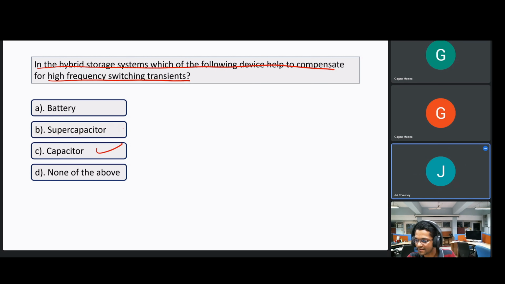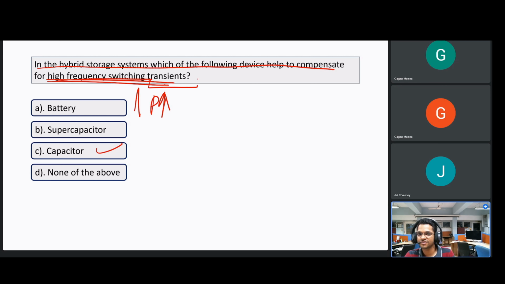Supercapacitors have low energy density. Yes, but here we are talking about high frequency switching transients. Here we require a spike; the instantaneous power requirement is high, and transients are only of short duration. So we need high power density here. Supercapacitors have higher power density but low energy density. With short duration, they will provide more power.